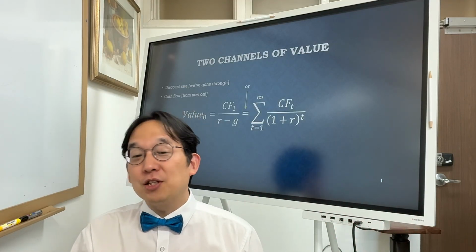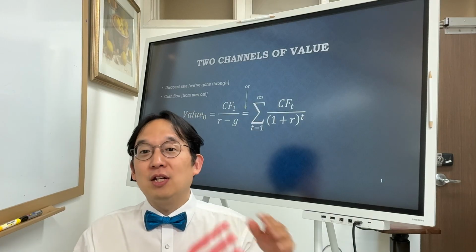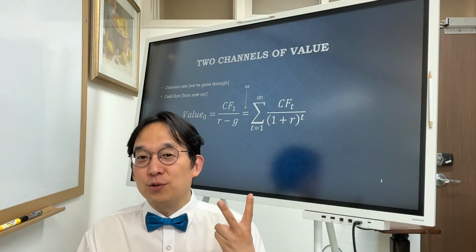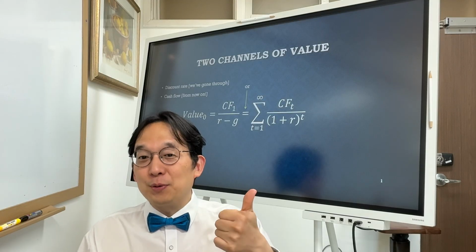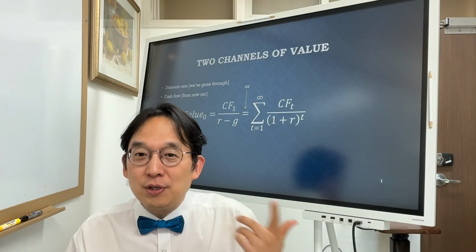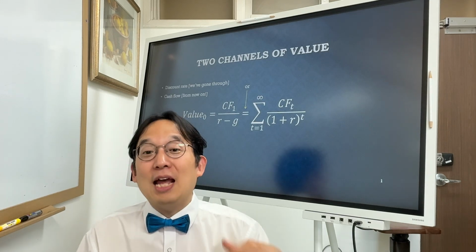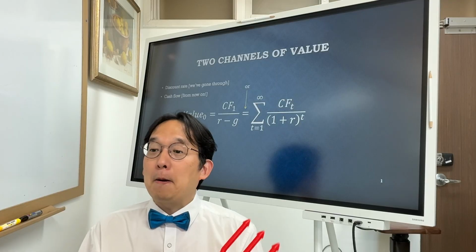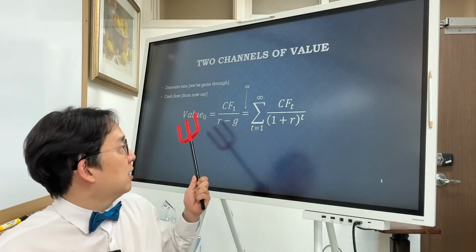Two channels of value. Okay, we are living in a very simple world for finance guys. We have only two things to consider. One is discount rate, the other is cash flow. Isn't there growth potential, you may question, but that growth potential is about the cash flow. So the valuation formula looks like this.